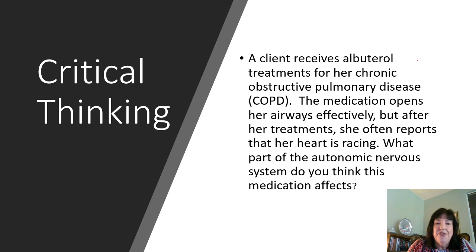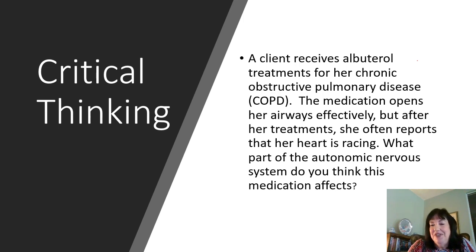And as we go further into looking at your critical thinking problem, it says the medication opens her airways effectively. We would expect that it would. But after her treatments, she often reports that her heart is racing. And so what part of the autonomic nervous system do you think this medication affects? Again, I'm pretty sure your textbook is not telling you the right answer.